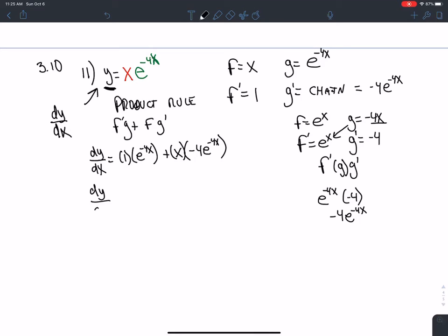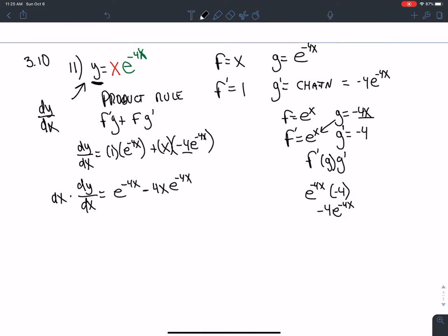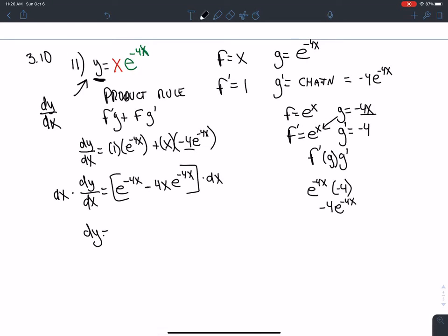dy over dx equals e to the negative 4x minus, actually, because this negative is going to replace that plus sign, 4x e to the negative 4x. And then we're going to multiply both sides by the dx, right? And that will make dy equal to e to the negative 4x minus 4x e to the negative 4x, dx.